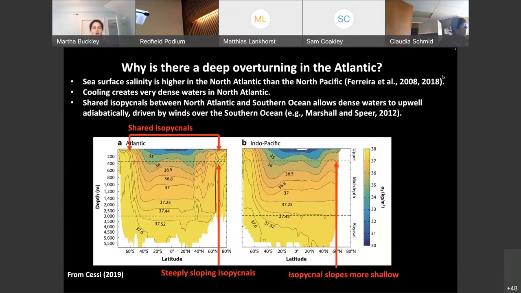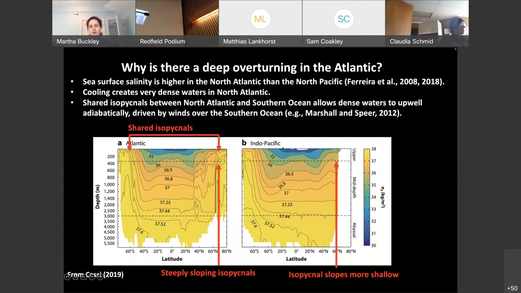And so, therefore, wintertime cooling creates very dense waters in the North Atlantic. The North Atlantic is shown on the panel on the left, and there is deep convection. You can see this from these very strongly sloped isopycnals, and there's dense water formation. Additionally, the North Atlantic has shared isopycnal outcrops with the Southern Ocean. That allows an adiabatic circulation to be sustained, in which dense waters are upwelled adiabatically, driven by the winds over the Southern Ocean.